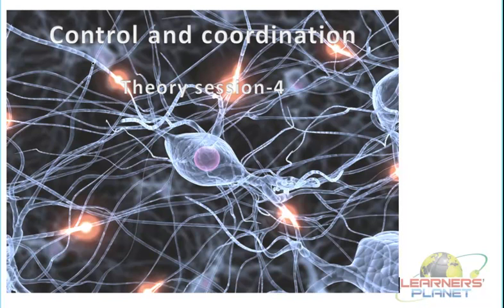Let's continue with the chapter Control and Coordination. In the previous session, we understood what control and coordination means and why it is so important. Further, in human beings or in higher animals, we had studied that this control and coordination process is actually performed by a special system. And what is that system known as? It is known as the nervous system.